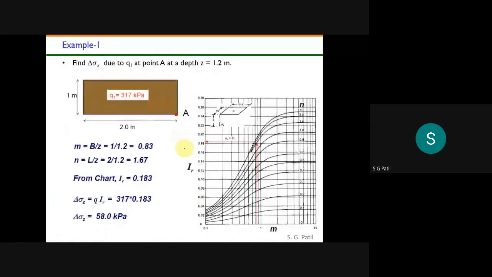Whatever m and n formulas are there, that b and z you can interchange, no problem. What I have written, m is nothing but b by z, and n is equal to L by z. So instead of B by z, you can even take L by z also. Here you can take B by z. The answer is not going to change. But it is always preferable to take B. Always take B as your least dimension, and L will be the higher dimension.